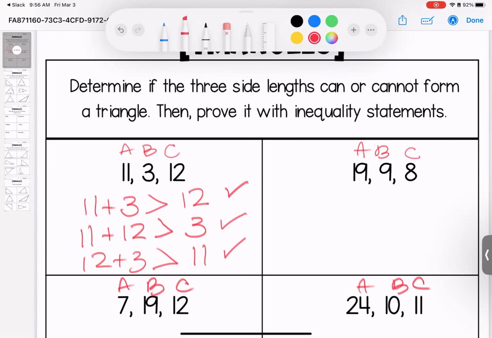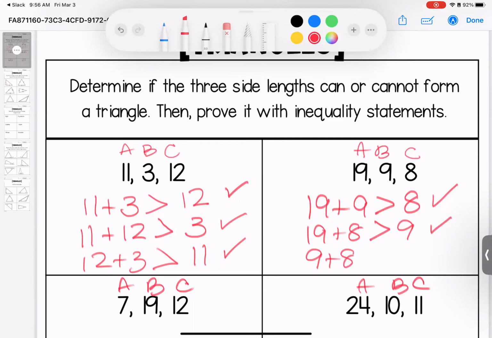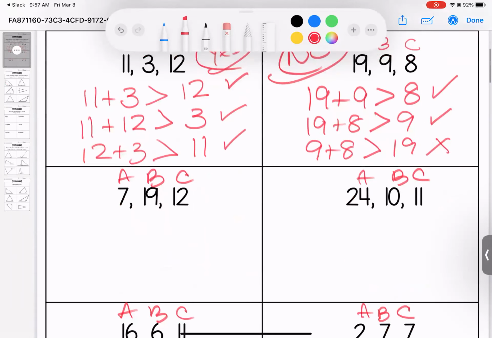We're going to do the same thing over here. So we're going to do 19 plus 9 is greater than 8. Yes, that's correct. 19 plus 8 is greater than 9. Yes, that's correct. 9 plus 8 is greater than 19. This is not correct. That would be 17. So no, this would not form a triangle.